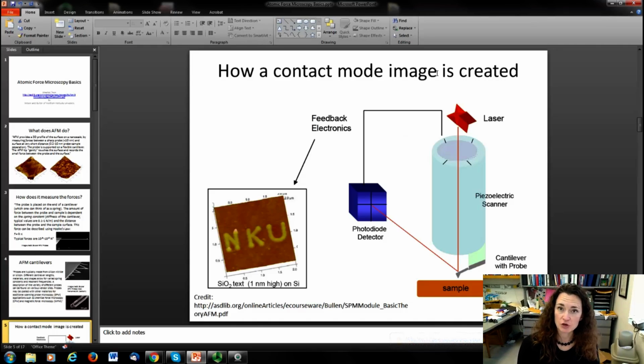Now, the feedback loop can monitor other types of signals. For example, if you're doing tapping mode or non-contact mode, you still have the laser bouncing off the back of the cantilever, but instead that laser beam is allowed to oscillate, and a certain amplitude of oscillation, for example, is maintained. So it's the same type of concept for different modes, but with slightly different signals monitored.